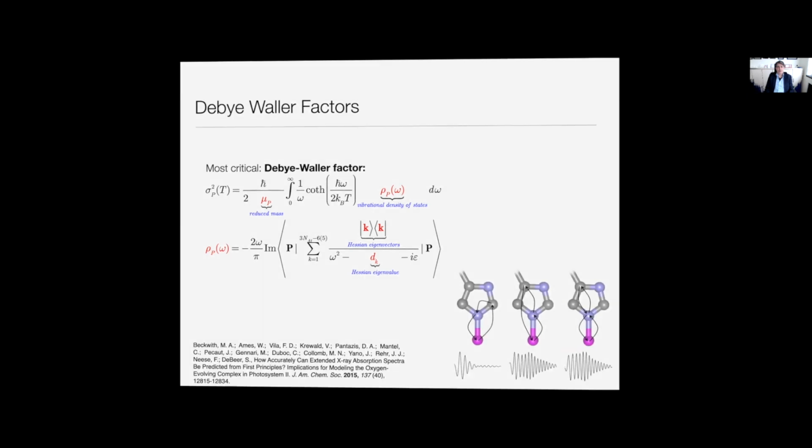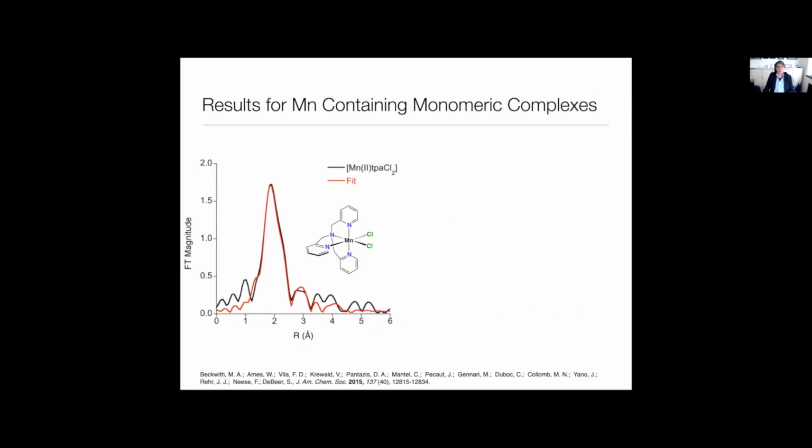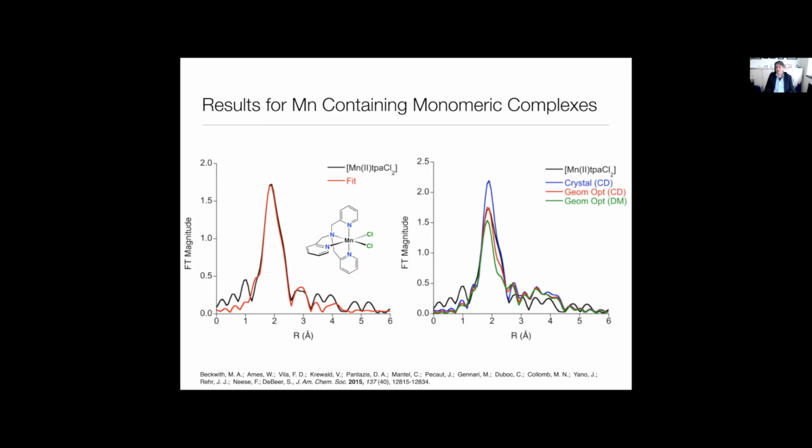And then we tested how well it works when you know the answer. We had a number of manganese complexes, both monomers and dimers, where we knew the structure from high-resolution X-ray crystallography, and we knew the EXAFS, and we also had fitted EXAFS. For the simple monomers, it works quite well. You see here in black is the experiment, and red is the fit. And then in blue and green are two different calculations of the EXAFS spectrum, purely from DFT. I would say that's not really bad.